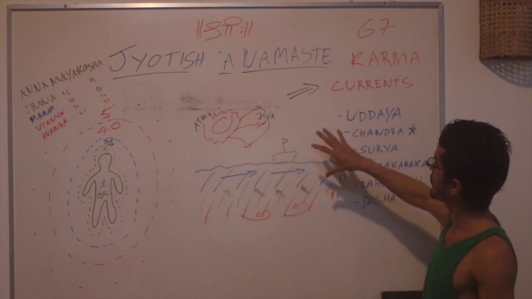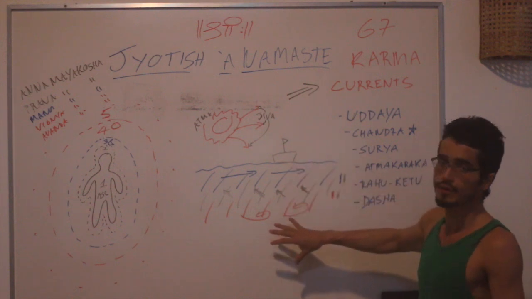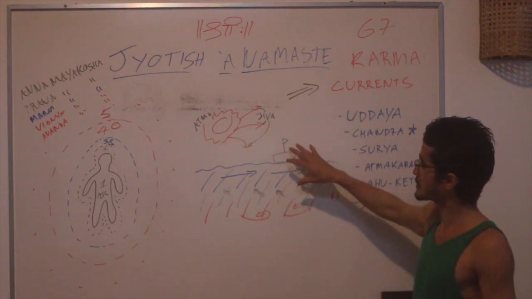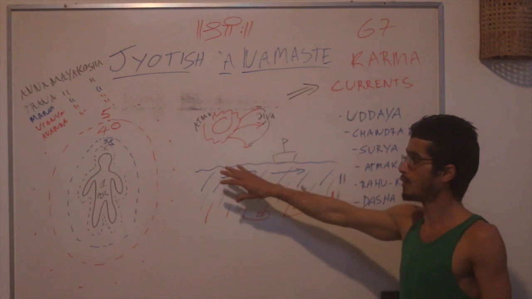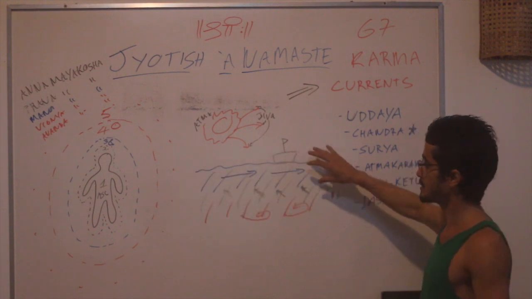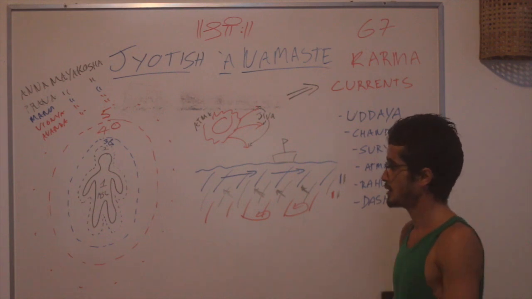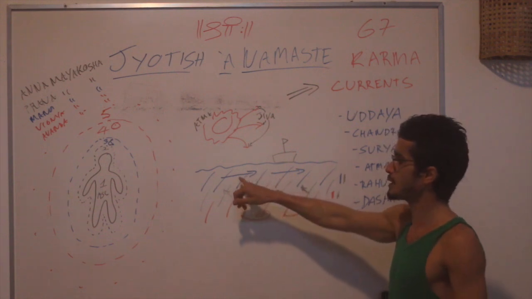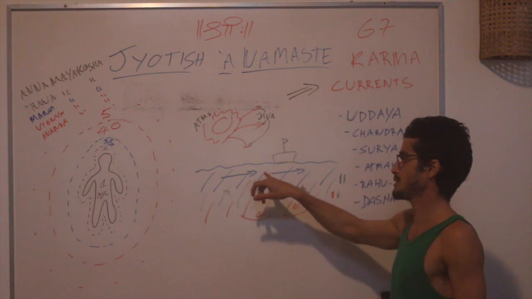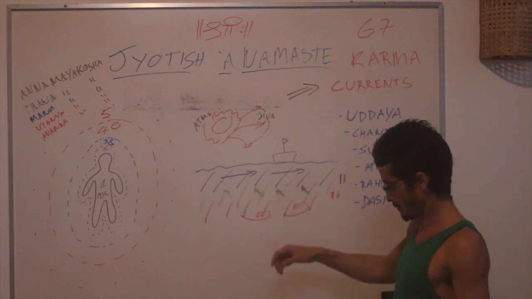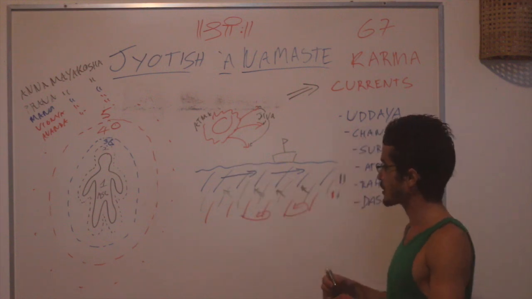Here we have the ocean of karma. Here we are in the boat, and usually we are only accessing superficial layers of our karma. There are more dense ones. Here it should be the black one, because the pilot was not working so well.